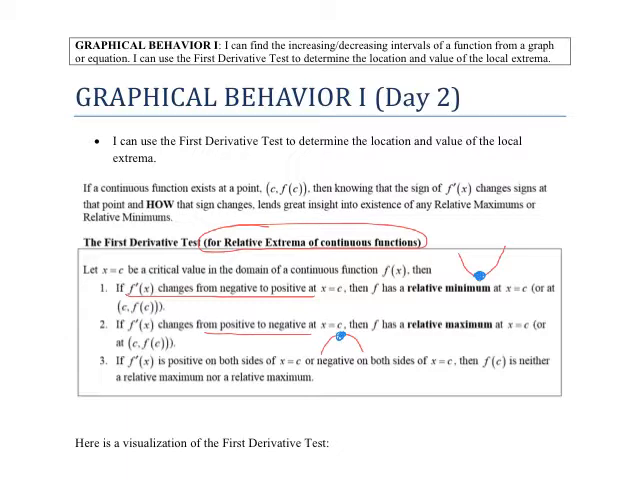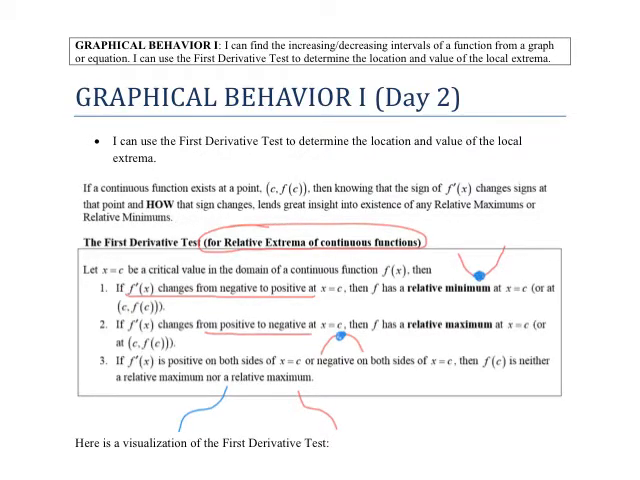If it is positive on both sides or negative on both sides, positive to positive or negative to negative, then we have neither a maximum nor a minimum at that location.